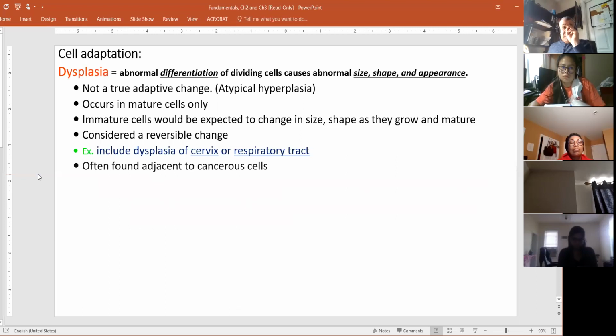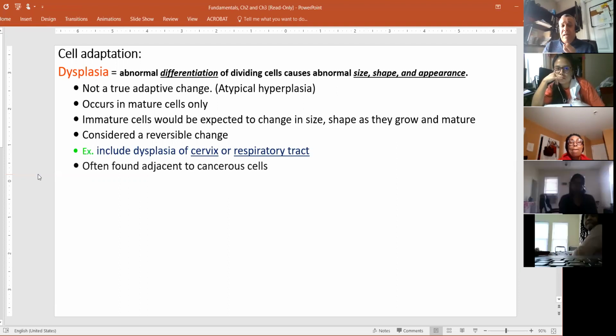Now the dysplasia, which is the abnormal differentiation of dividing cells, causes abnormal cell size, shape, and appearance. The new cell from the cell division will be different in terms of size, shape, and appearance.